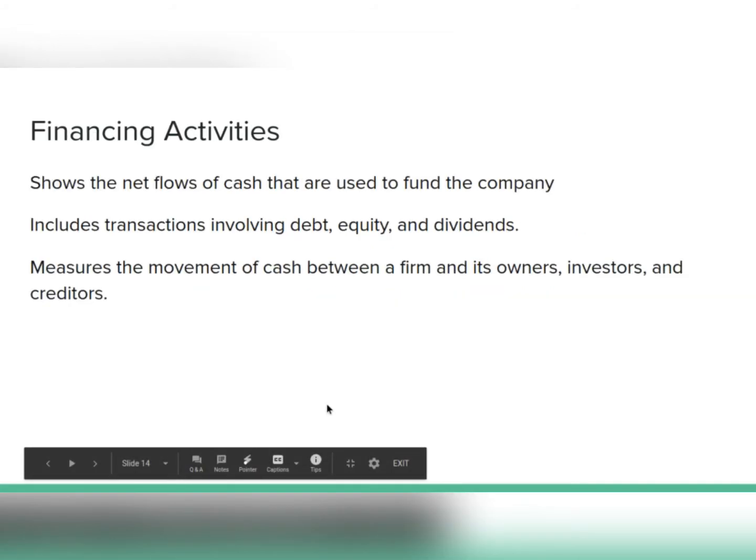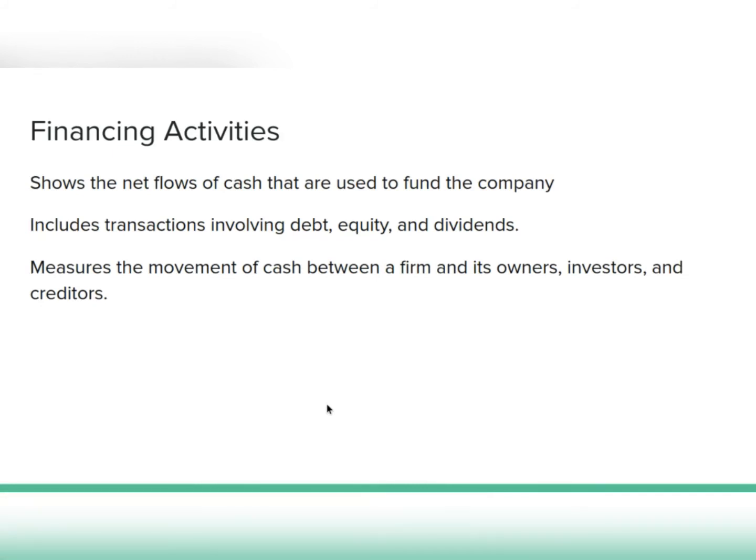All right, so the last activity that we'll discuss will be financing activities. Financing activities show the net flows of cash used to fund the company. It provides investors with insight into a company's financial strength and how well a company's capital structure is managed. This includes transactions involving debt, equity, and dividends, and it basically just measures the movement of cash between a firm and its owners, investors, and its creditors.